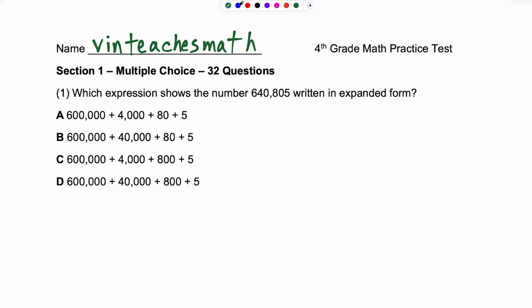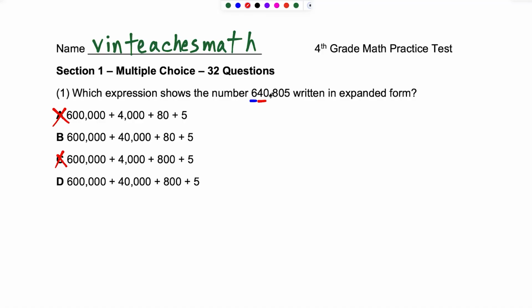So looking here at this number, the 6 is in the hundred thousands place. That's why every answer choice starts off with 600,000 plus. And then next we have a 4 in the 10,000s place. So that 4 represents 40,000. So the two answer choices we could eliminate would be A and C, because these two answer choices jump to 4,000 next instead of 40,000.